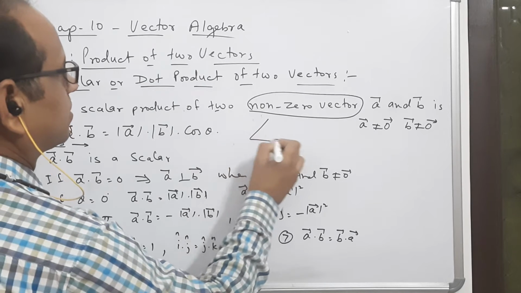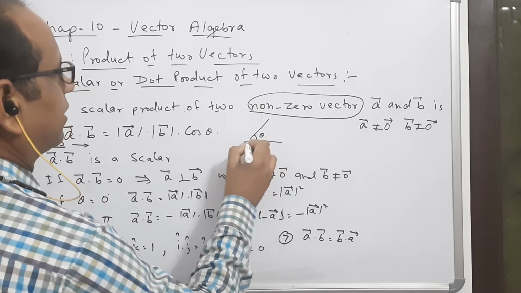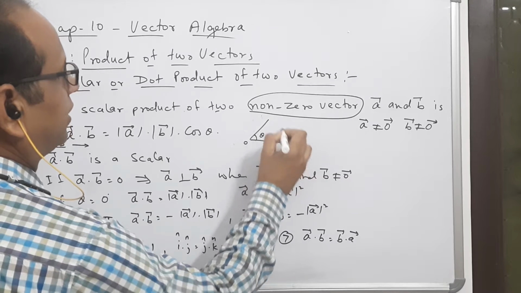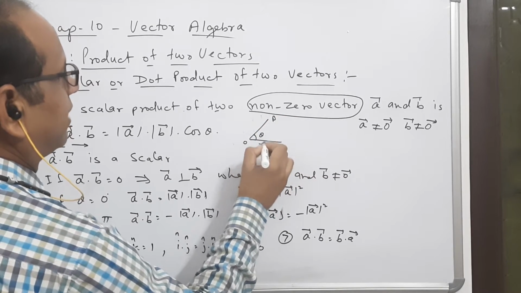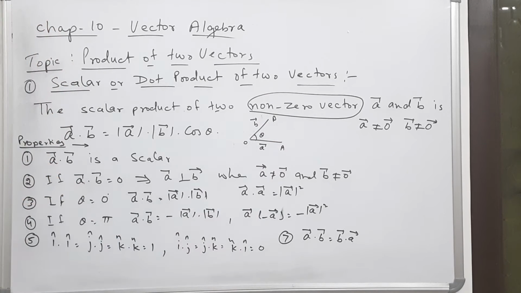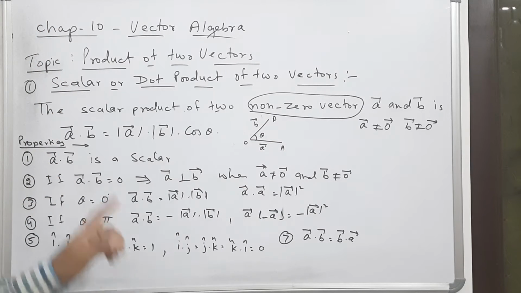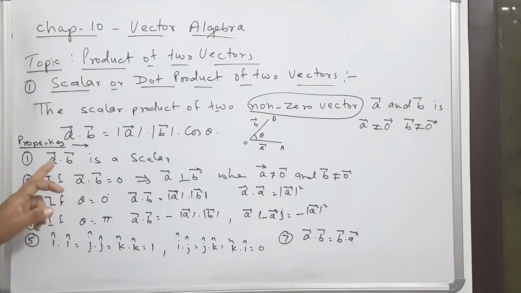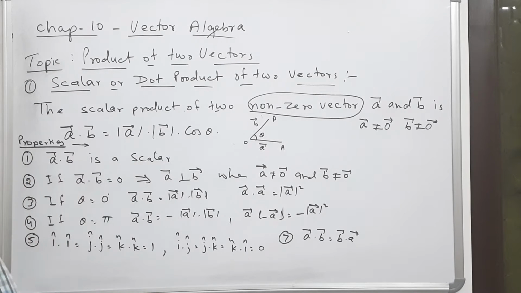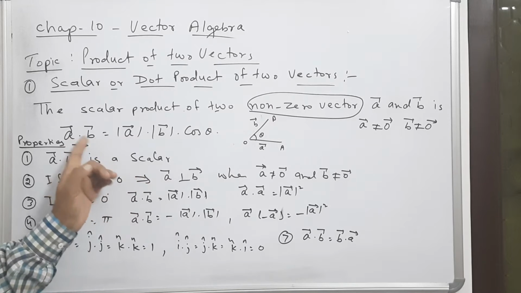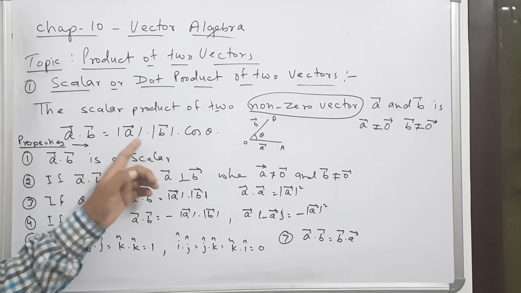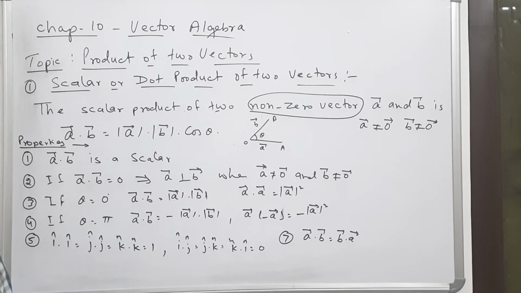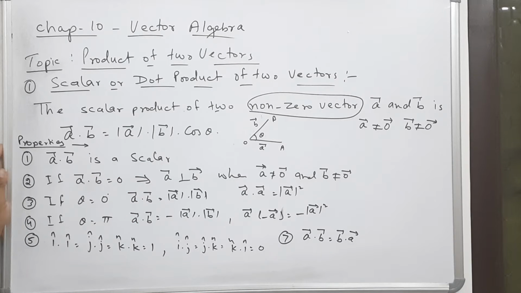See this now. Suppose these are the two vectors and this is the angle here. This is point A and this is point B, say this is vector A and this is vector B, and the angle between them is theta. Then this is the dot product of these two. Now there are some properties of the dot product. The first is that A dot B is a scalar quantity. As I already told you, this is a scalar magnitude, this is a scalar magnitude, and cos theta is also a scalar quantity.